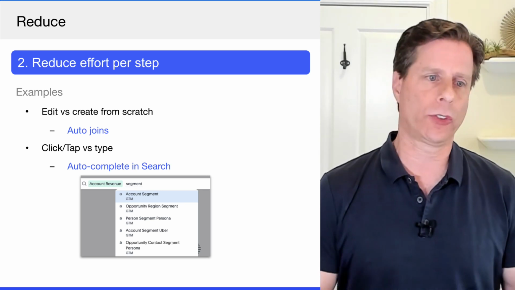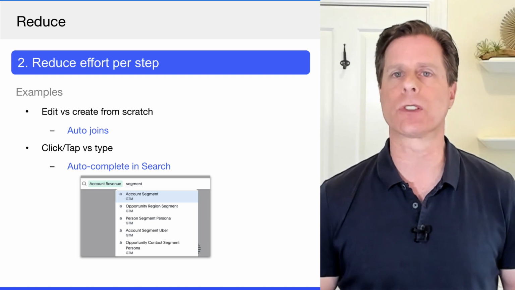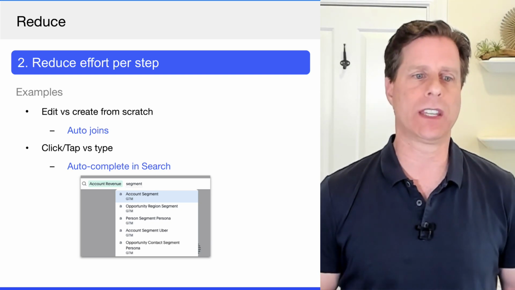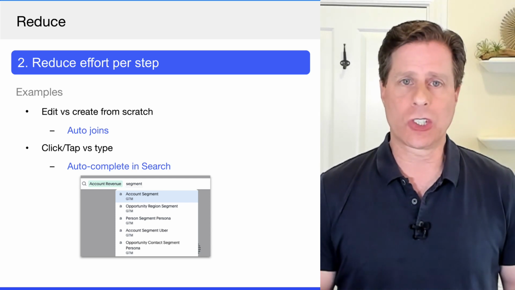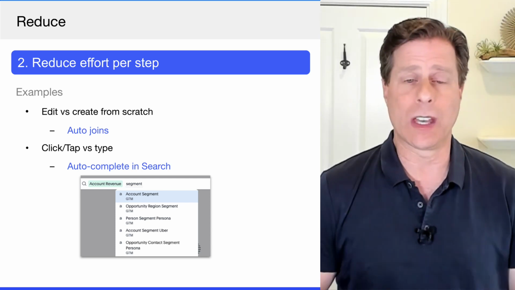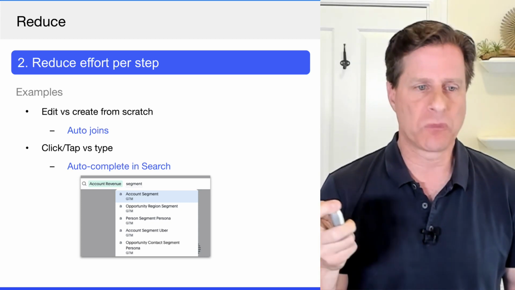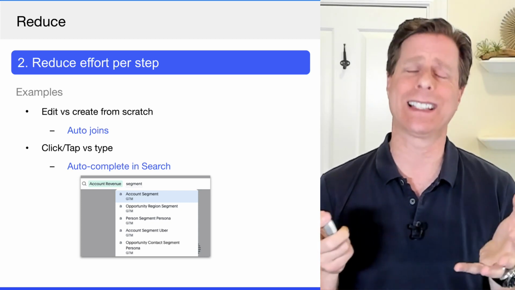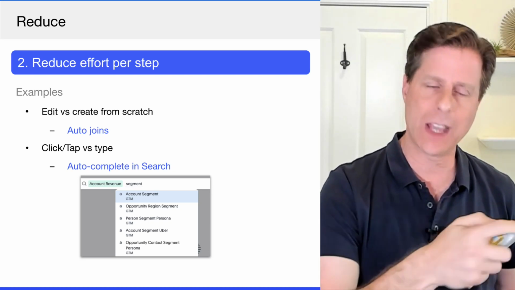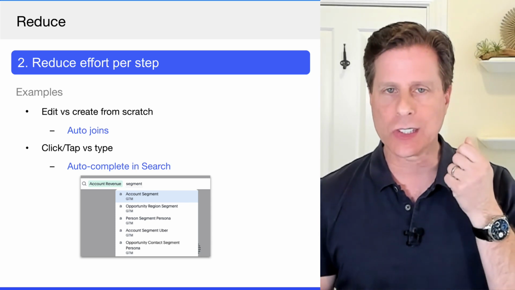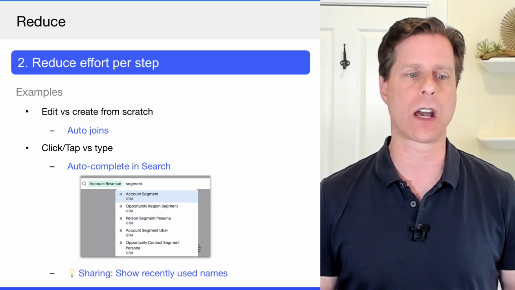Another thing you can do is focusing on having users click on items or tap on items versus requiring that they type everything out. So for example, autocomplete in search is a great example of this, where if I type in a keyword or a column like segment, because I don't remember the exact name I'm looking for, we can see all these different versions and I can find the one I like and then just click on that one instead of having to remember and type out the whole name of the column.